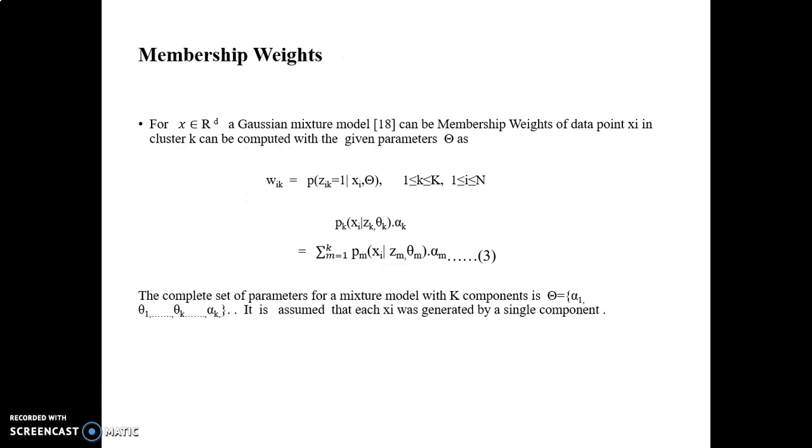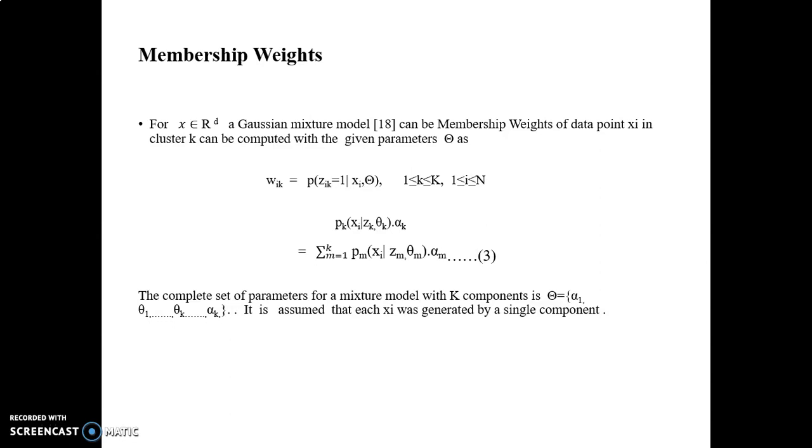Now membership weight means that for x belonging to R to the power d, in a Gaussian mixture model, the membership weight of data point xi in cluster k can be computed with a given parameter theta as wik equals p(zik equals 1 | xi, theta), where k ranges from 1 to K and i from 1 to capital N. For the probabilistic value we can write the actual formula: pk(xi | zk, theta k) times alpha k, divided by the summation from m equal to 1 to K of pm(xi | zm, theta m) times alpha m.